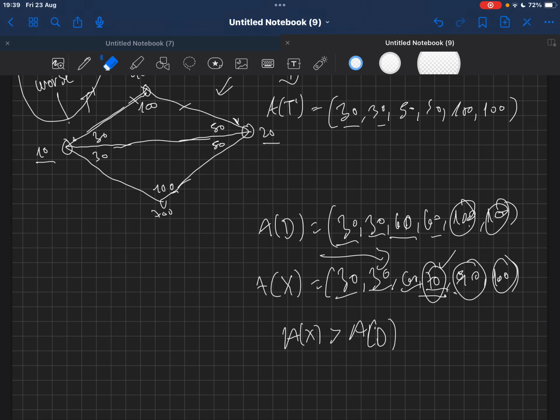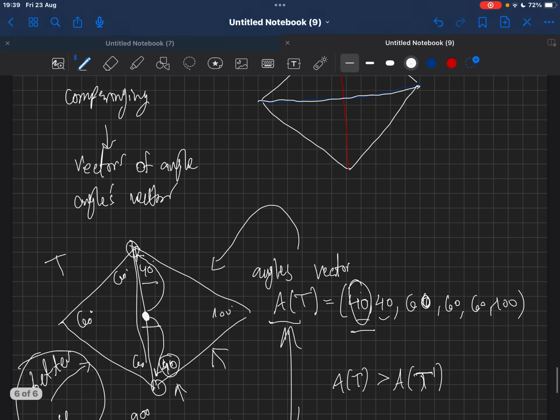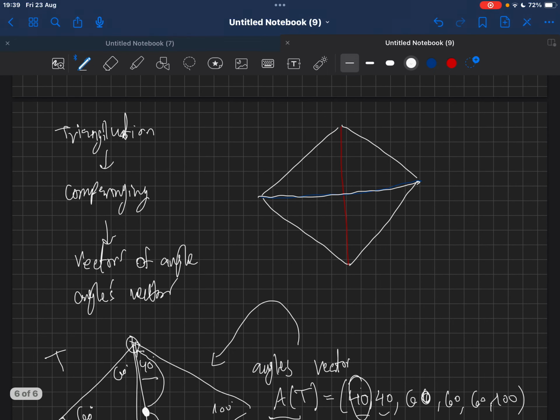Okay, so I wish that the triangulation idea and the angle vector are more understandable now. This way we can compare two triangulations and understand which triangulation is better. This is part of explaining the Delaunay triangulation and how we can get to a better triangulation.